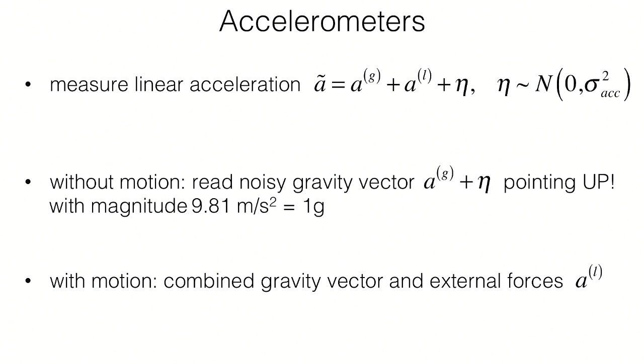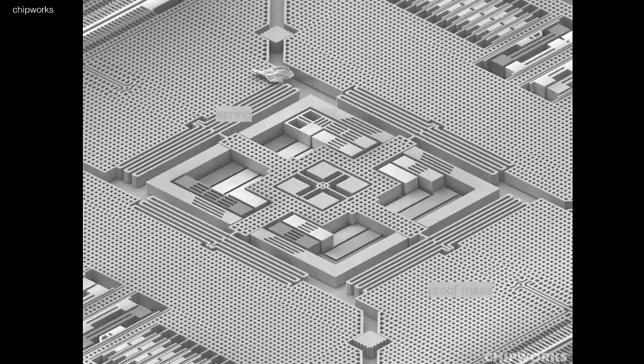So without any motion, and let's say without any noise, the accelerometer values should point up in world space with 9.81 meters per square second. So that's gravity, basically, or 1g. As soon as we have some kind of motion, then we're going to have these external forces in there too, which makes it a little bit challenging. So here's a micrograph of a MEMS accelerometer that is very similar to the gyro, it's just slightly different.